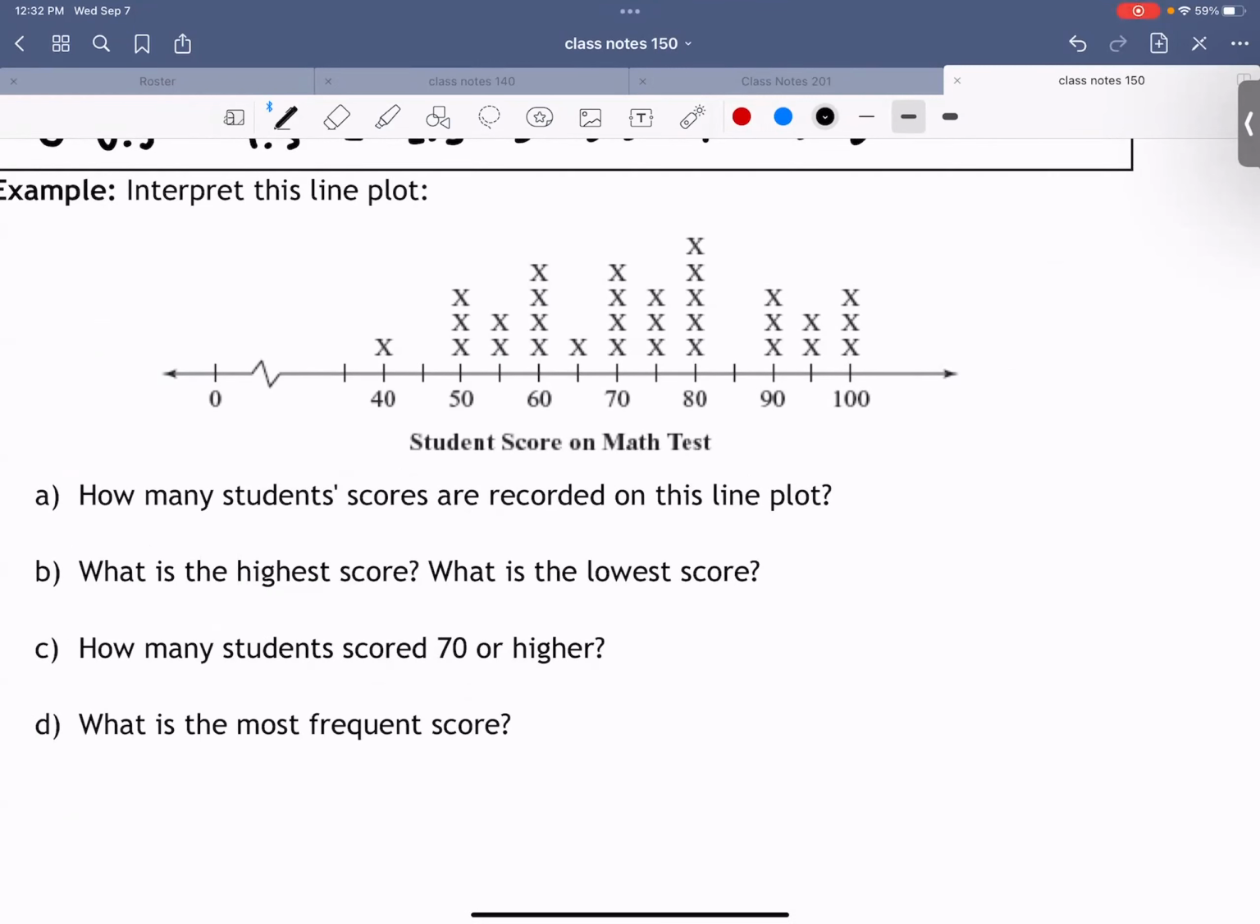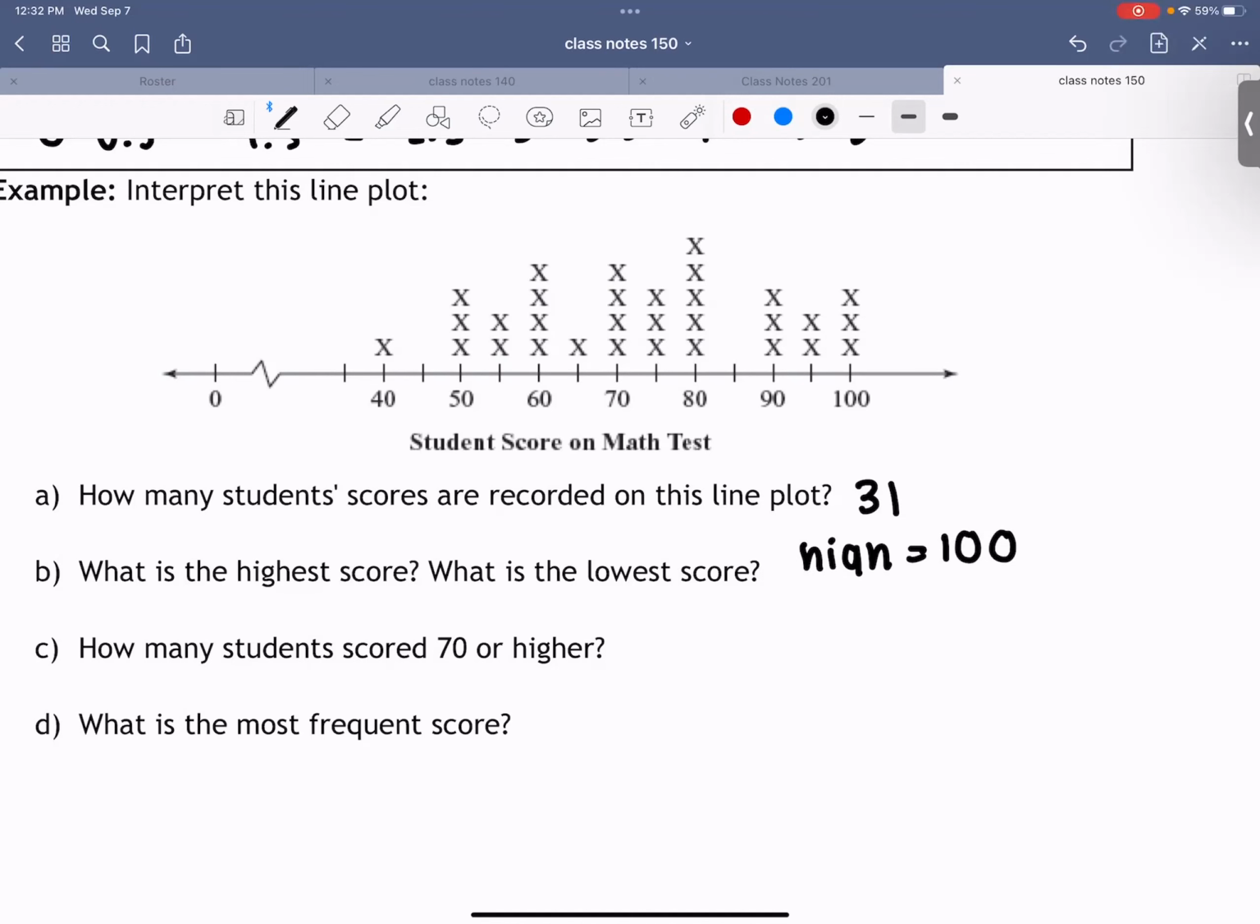Good. Okay, let's talk about part A. How many students' scores were on the line plot? 31. And how do we get that number? Yeah, you just count how many there are, right? Cool. Okay, what was the highest score? 100. And how did we get 100? Yeah, the last number on the line plot.